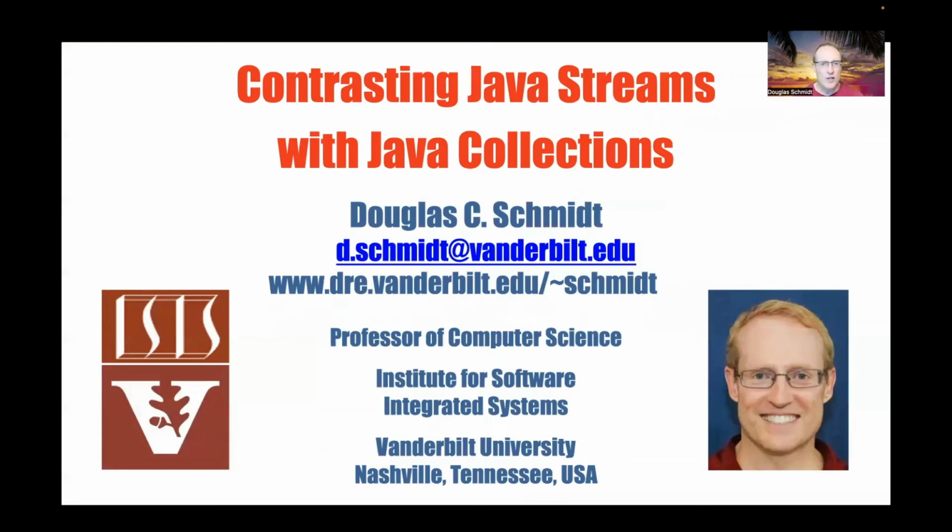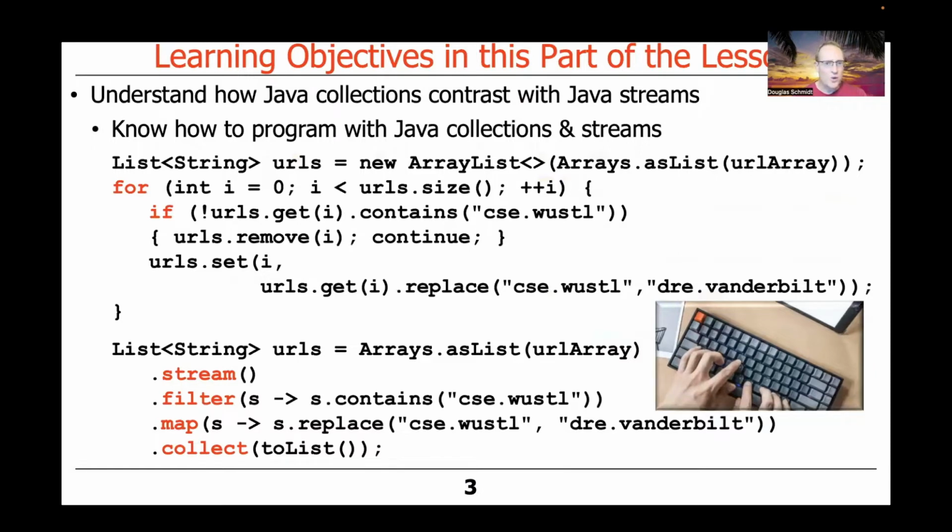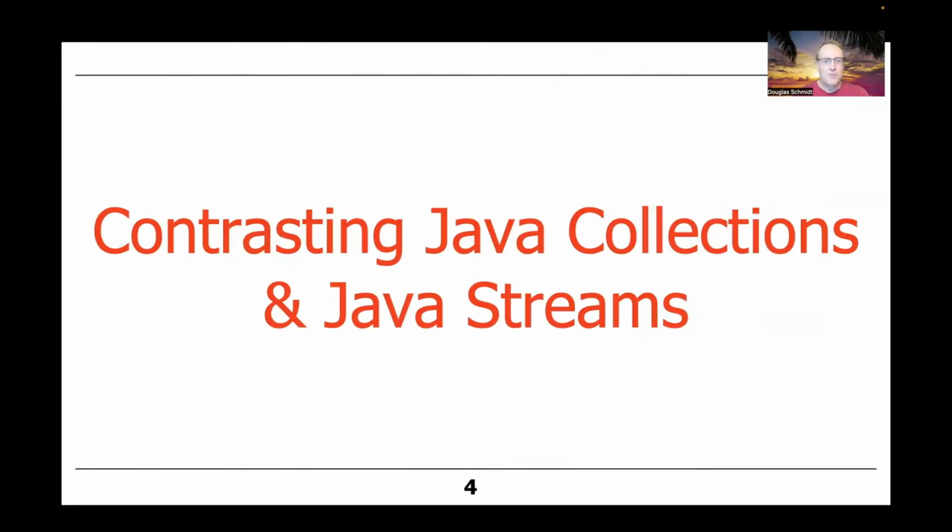So earlier we talked about contrasting Java IO streams with Java streams. Now we're going to talk about contrasting Java streams with Java collections. I'll once again talk about this conceptually, and then I'll show you an example that compares and contrasts how you program with Java collections and the form of programming most common to people doing traditional Java. And then we'll talk about how to do the same program with modern Java and Java streams.